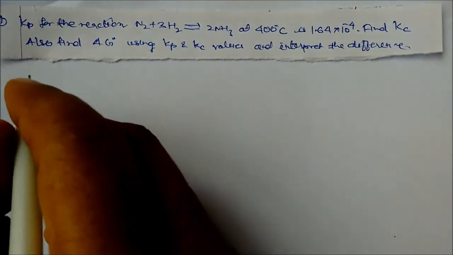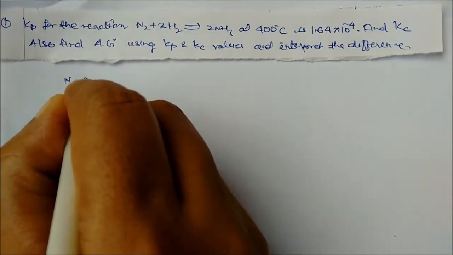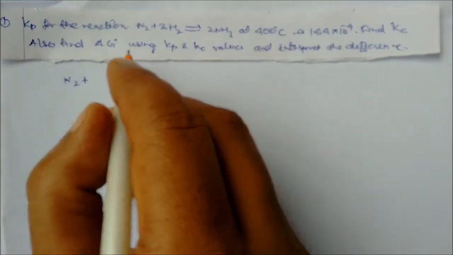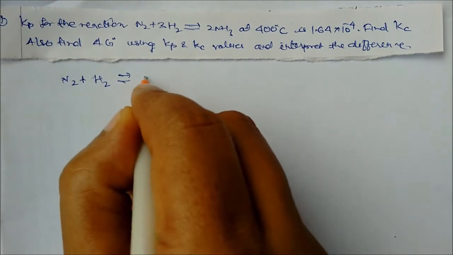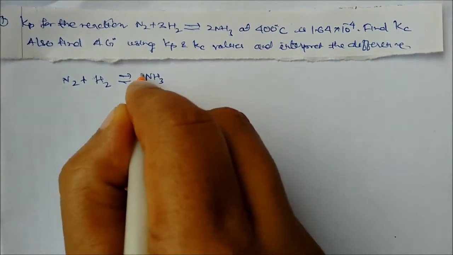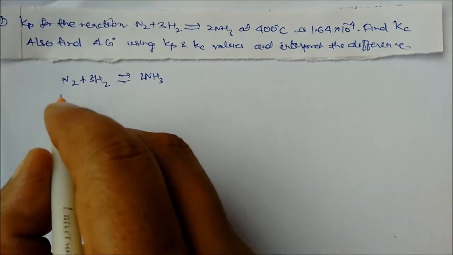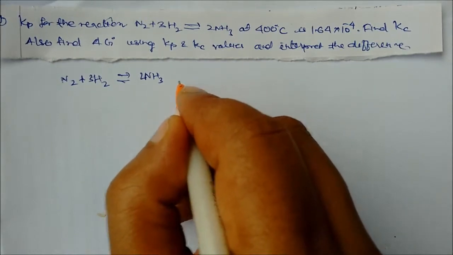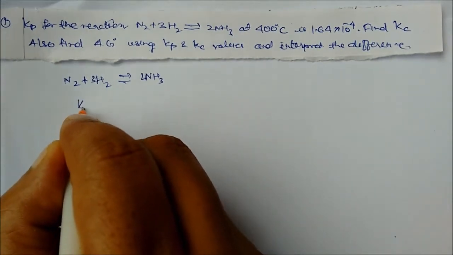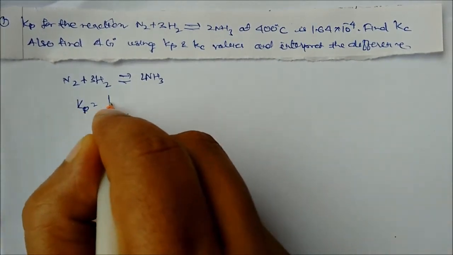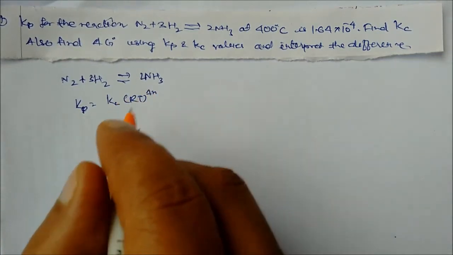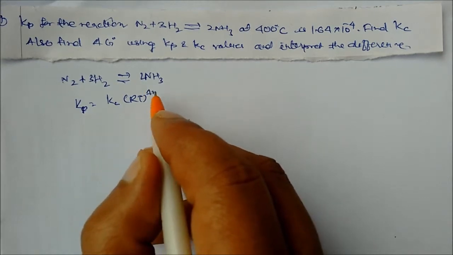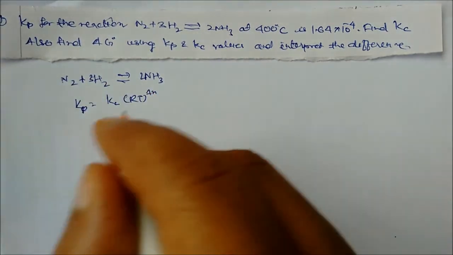So first you write nitrogen plus hydrogen gives ammonia, because we have to find Kp first. Then you balance it: 2 here, 3 here. So Kp is equal to Kc(RT)^Δn, and delta n is the difference of the moles of the product minus the moles of the reactant.